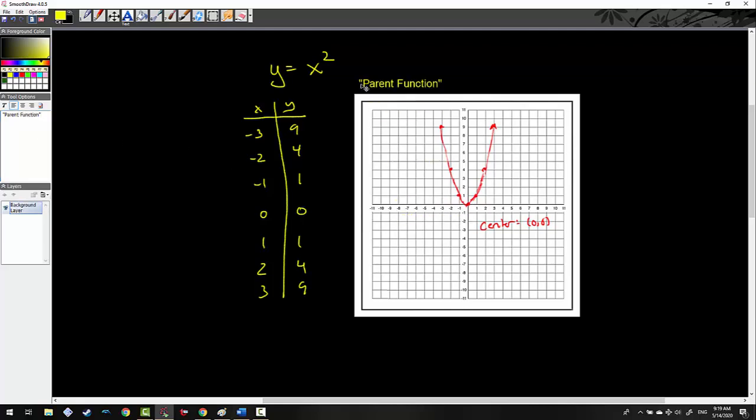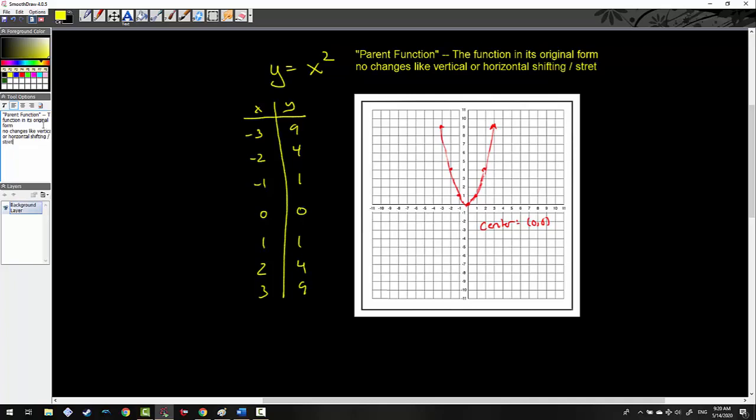Now, all types of functions have parent functions, and a parent function basically is the function in its original form, meaning no changes like vertical or horizontal shifting or stretching. Within my definition, unfortunately, I had to use some words that you probably weren't familiar with. I said, notice how there are no changes happening. There's no plus or minus anything. There's no shifting. And so I will show you what that looks like right now.